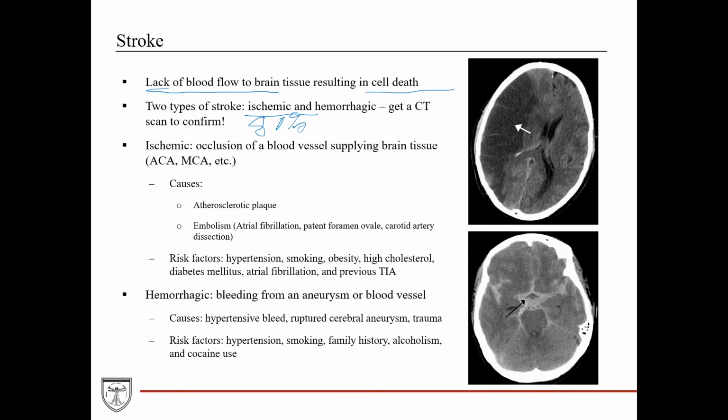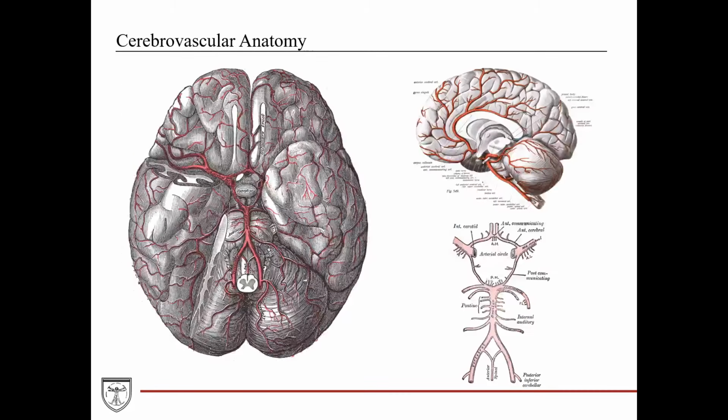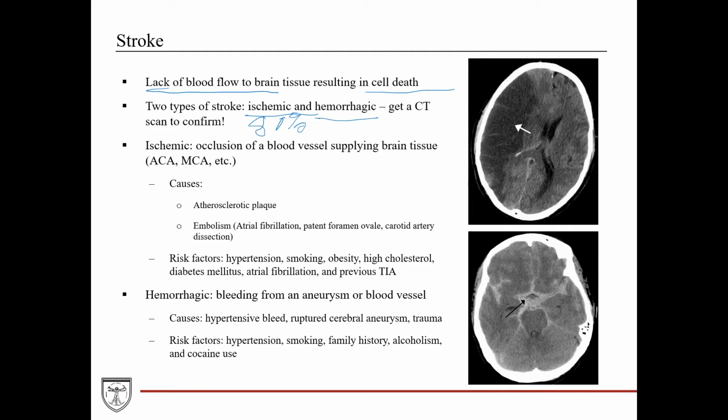It's analogous to a heart attack, or a blockage of a coronary vessel in the heart, and it causes ischemia within the brain tissue. Then you have hemorrhagic, which is where you have bleeding in the brain. And so that's why one of the first things you do with someone with stroke symptoms is you get a CT scan.